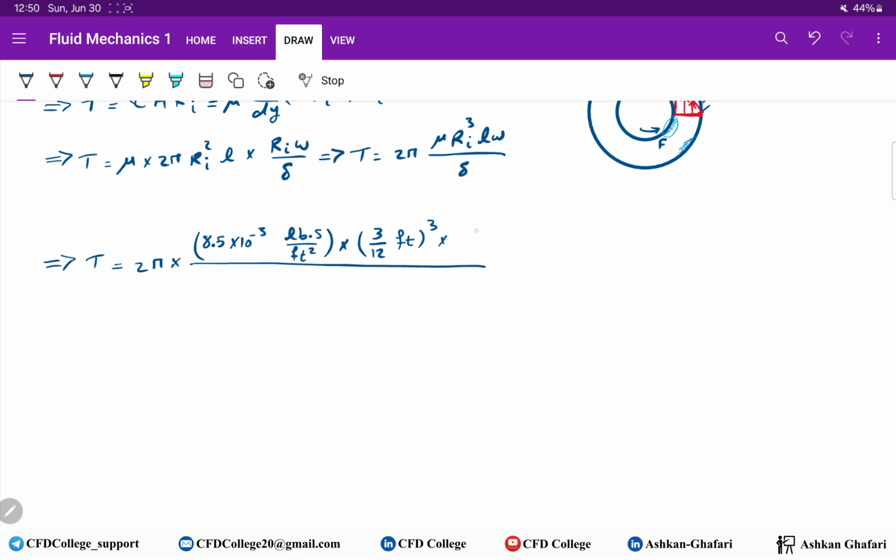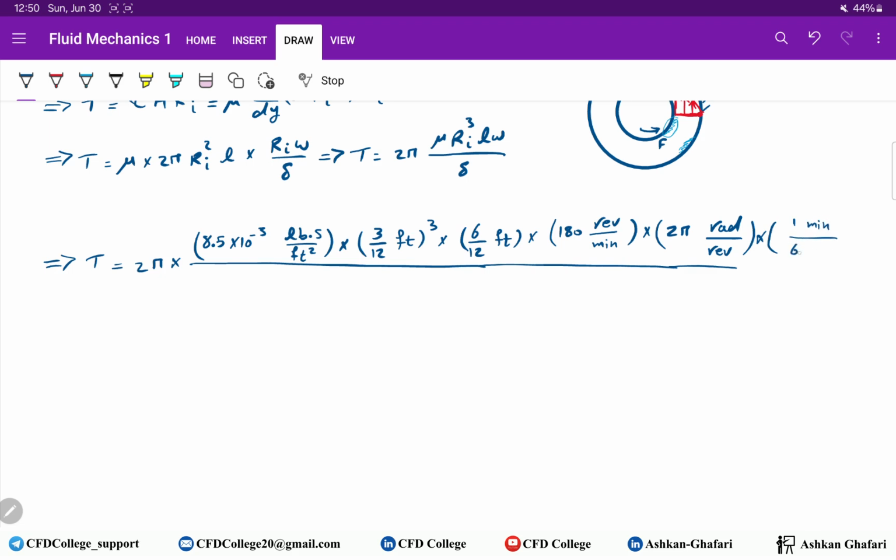Length is 6 inches, so 6 divided by 12 feet. And omega is 180 rev per minute. You should convert it to radians per second. So we should do this. We know every 2 pi radians is 1 rev, and every 1 minute is 60 seconds. And in the denominator we have 0.1. Don't forget this 12, so divided by 12 feet.